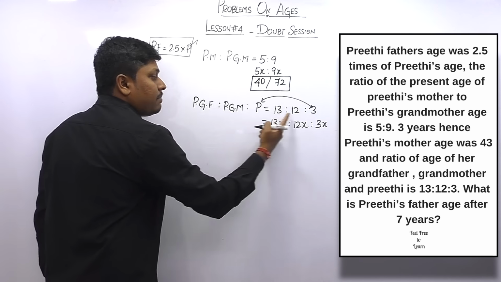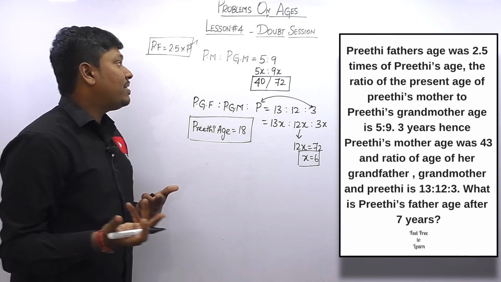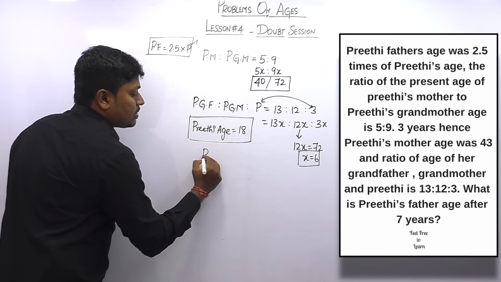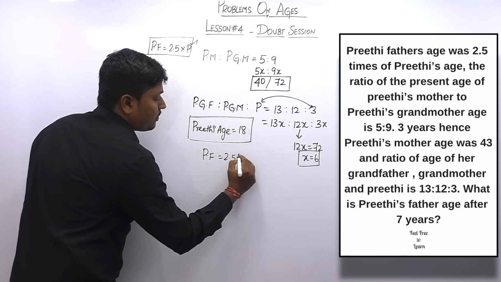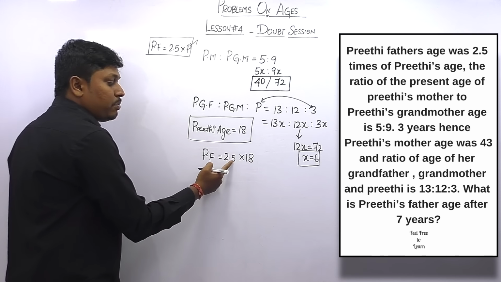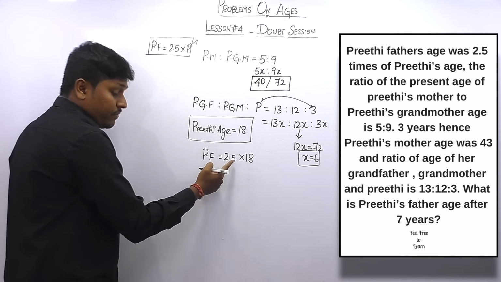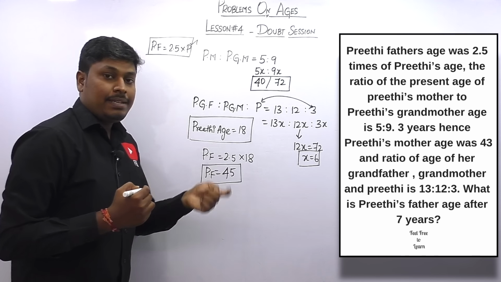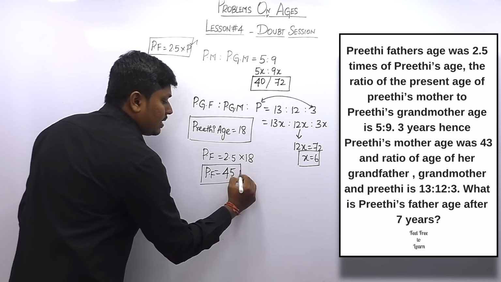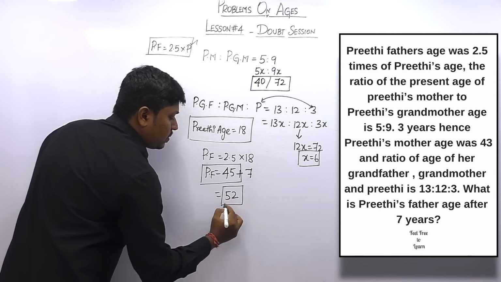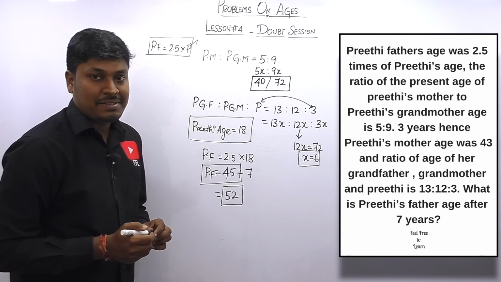Once you find Preeti's age, then finding Preeti's father's age is very easy, because 2.5 into Preeti's age will be Preeti's father's age. So Preeti's father is equal to 2.5 into 18. So 18 into 2 will be 36, 18 into 0.5 will be 9, and 36 plus 9 will be 45. So 45 will be Preeti's father's age, and our target is to find Preeti's father's age after 7 years. Then add 7 years. So we can say 52. So 52 will be Preeti's father's age.